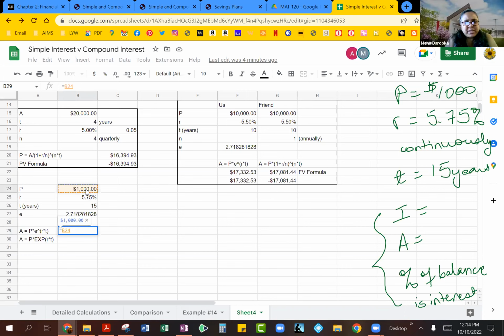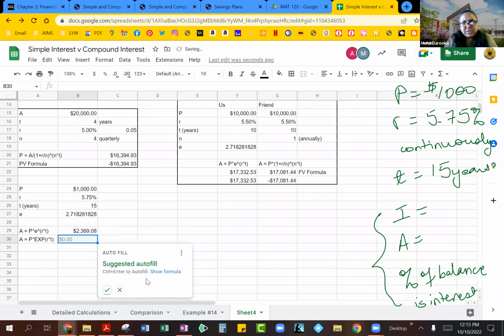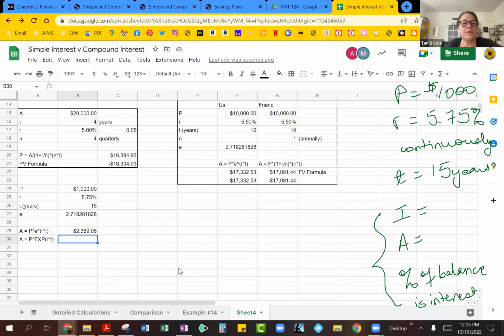Okay, let's check that. So you did 1000, the P value, and multiplied it by this cell, where you had the E. Yes. Okay, and then you raise it, and make sure this is in parentheses, the R times T, and then close parentheses. And this is what you should come up with. Okay, let me look at yours one more time because my number again is huge. Yes, that's what I've got.